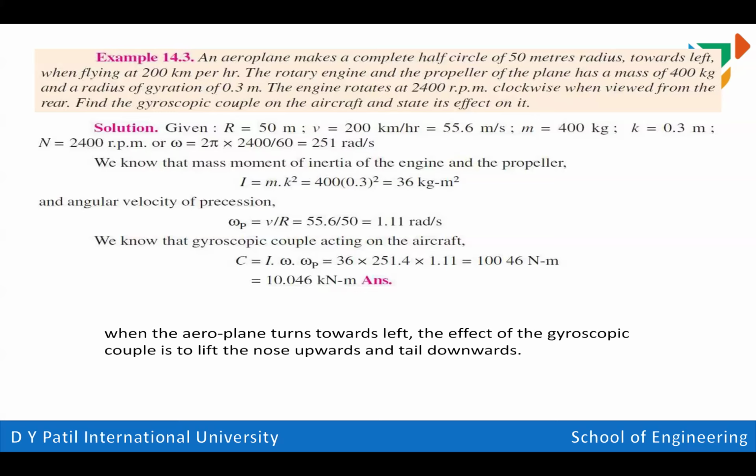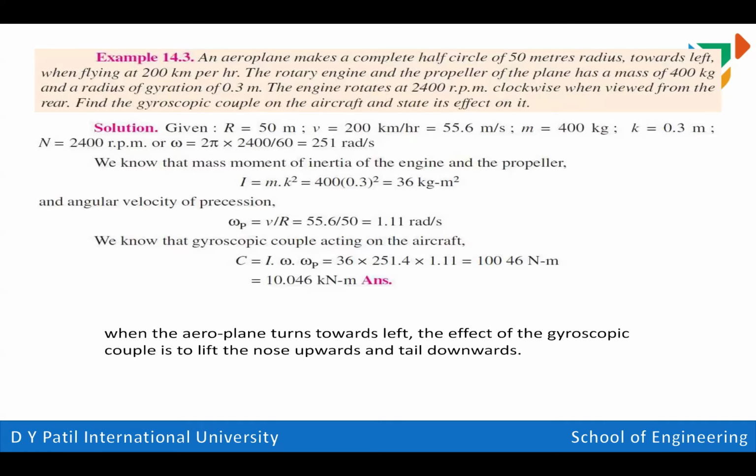Now it is asked, when the aeroplane moves towards the left, what is the effect of gyroscopic couple. It will lift the nose upward, and the tail will go in the downward direction. That is the impact of gyroscopic couple on a plane when it is taking a turn with clockwise direction of rotation. Okay. Now the next part is what we have.